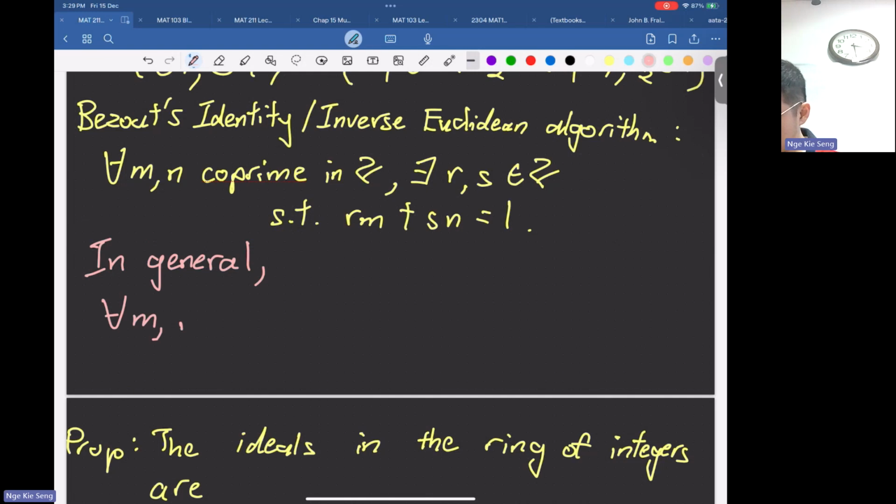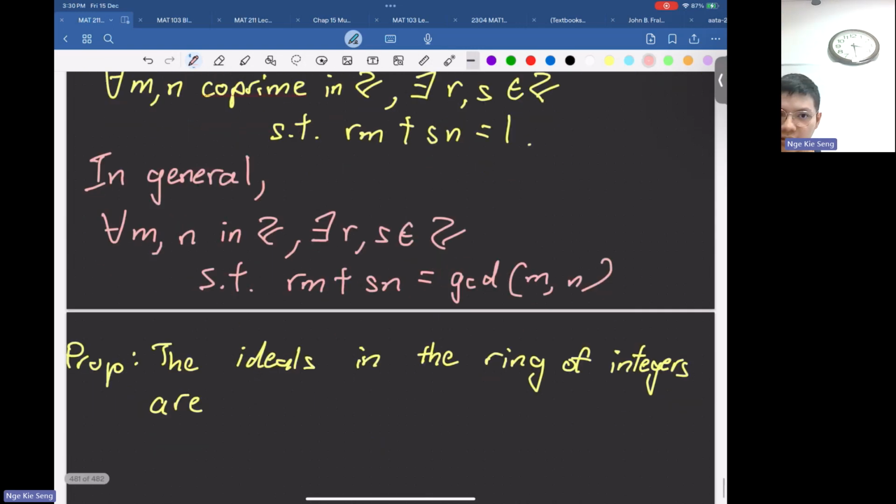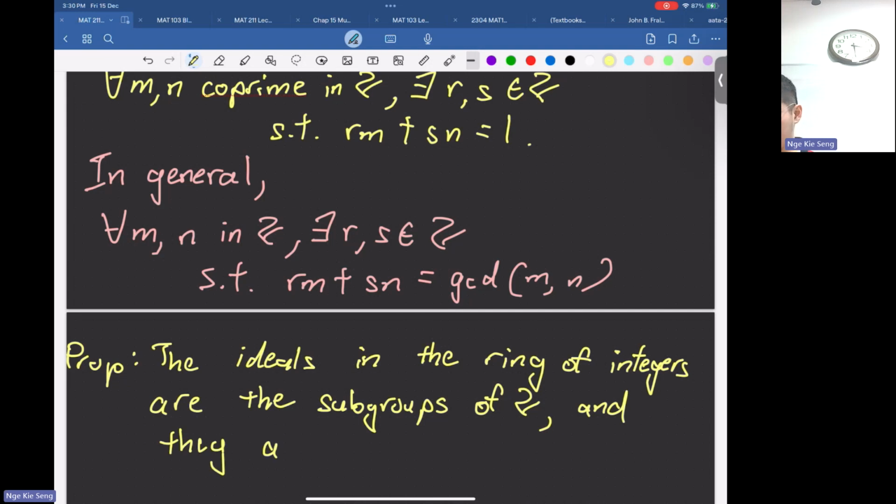In general, for all m, n in Z, there exist R and S in Z such that Rm plus Sn equals the GCD of m and n. So this is true in general. Meaning all the ideals in the ring of integers are subgroups of Z, just generated by one element. And these are the principal ideals.